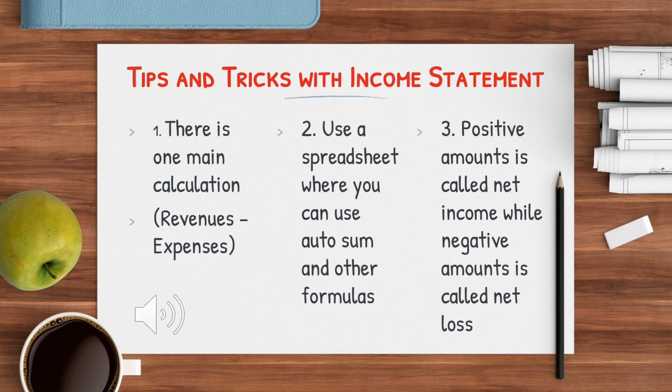I wanted to leave you with 3 tips and tricks for constructing an income statement. As you try to find your net income or net loss, remember, there is only one main calculation, and that's your revenues minus your expenses. 2, use a spreadsheet. This could be Excel or Google Sheets so that you can use AutoSum to add up your expenses quickly and other formulas to do your subtraction. And 3, remember, positive amounts is called net income, while negative amounts is called net loss.